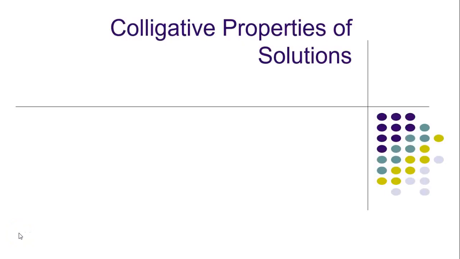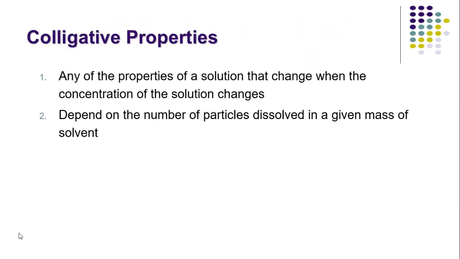Today we're going to talk about the colligative properties of solutions. Now, colligative properties are based on how the solvent and the solute interact, and we're going to see how that changes the properties of a solution or solvent. So a colligative property is any property that can change when the concentration of the solution changes.